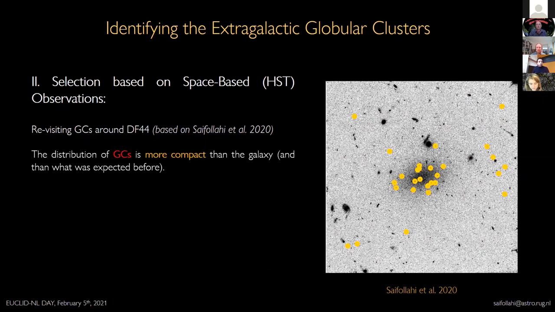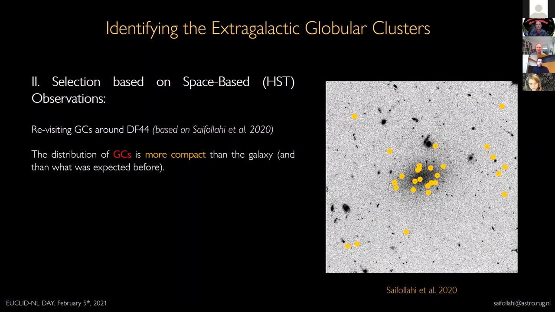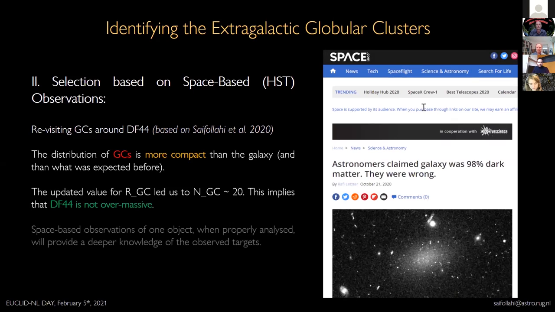This selection showed me that these objects are actually more compact than we expect. So the globular clusters around this galaxy are more compact than globular clusters in, let's say, other dwarf galaxies when you compare them with the galaxy's light itself. Then we also continued to count the number of globular clusters and measured the mass, and we found that this galaxy is not actually overmassive.